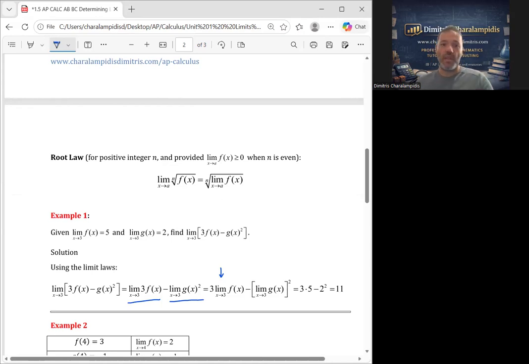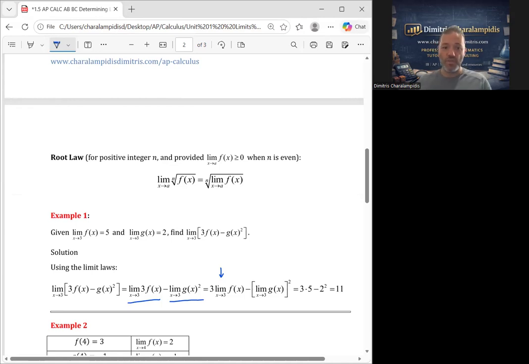Let's close with an AP habit. When you see an expression built from functions whose limits are already known, do not overcomplicate it. Identify the operations, apply the matching limit laws, and then substitute those limiting values. The algebra, remember, that should become the easy part.